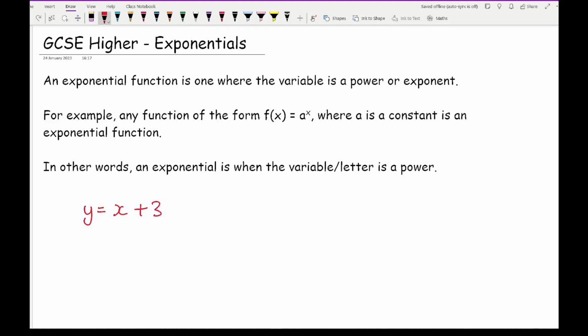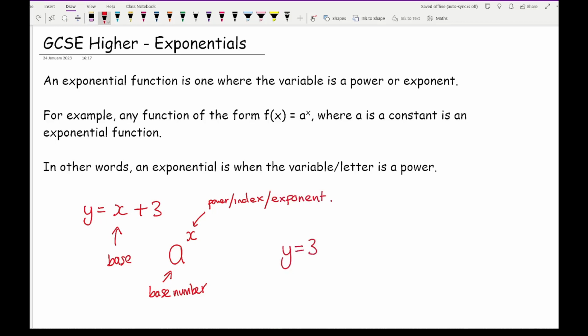And when we've got this big number, then we call this the base. So if I had a to the power of x, then a is the base number and x is the power, or the index, or the indices as the plural term, or we can class it as the exponent. So if we had y equals, let's say, 3 to the power of x, then this is going to be classed as an exponential function because one of our variables, either y or x, is a power.